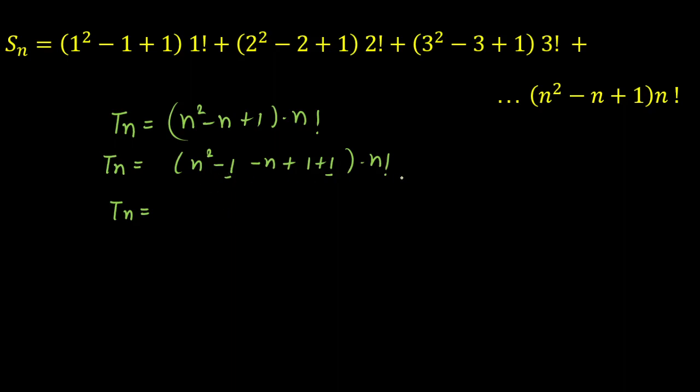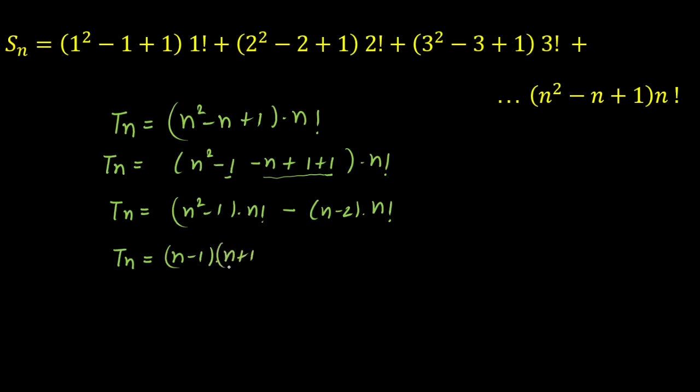I'll break this term into two parts. First is n square minus 1 multiplied by n factorial, minus n plus 2. So I'll take the negative outside, I'll get n minus 2 multiplied by n factorial. Now again I'm going to rewrite this nth term: n square minus 1 into n factorial, I'm going to write this as n minus 1 into n plus 1, whole multiplied by n factorial, minus n minus 2 into n factorial.